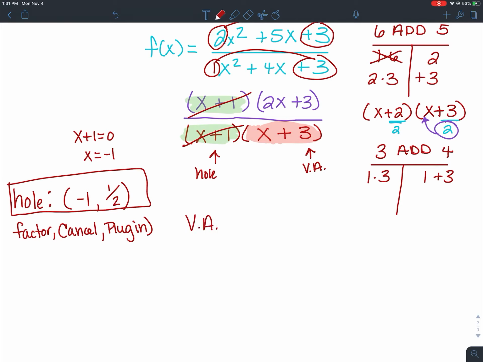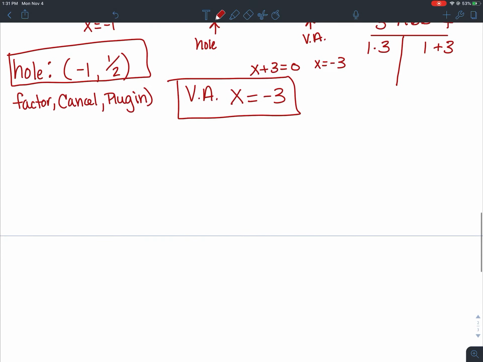And then the vertical asymptote's easy. Vertical asymptote is found the same way. x plus 3 equals 0. So x equals -3. That right there is my vertical asymptote. If I were to graph this, it will be going straight up and down through -3. So beautiful. All right.